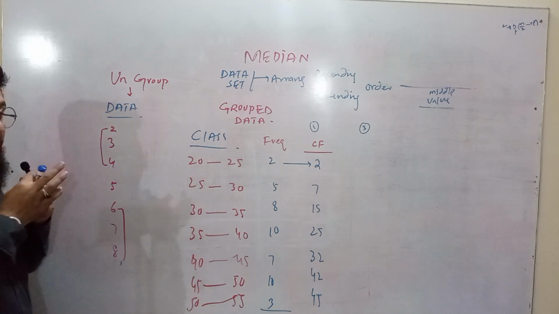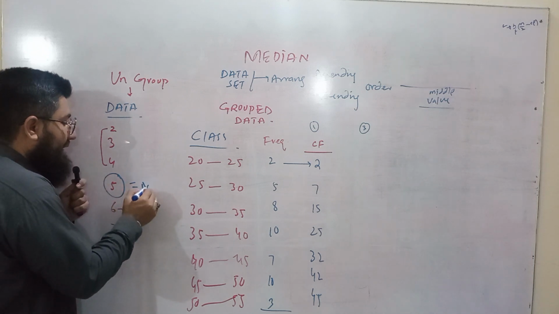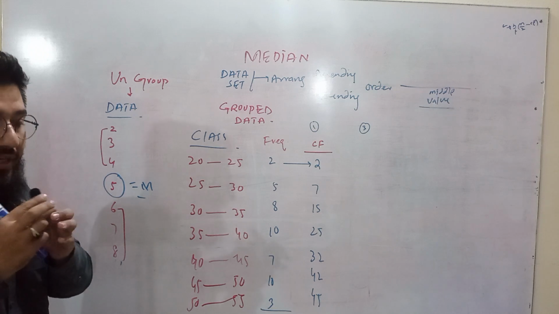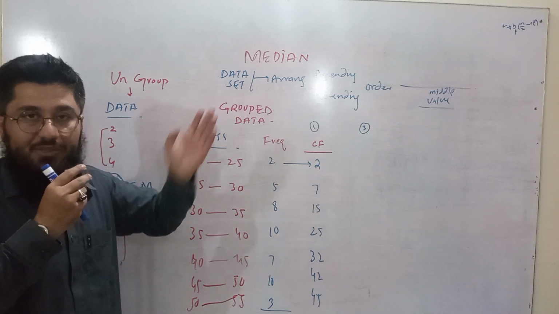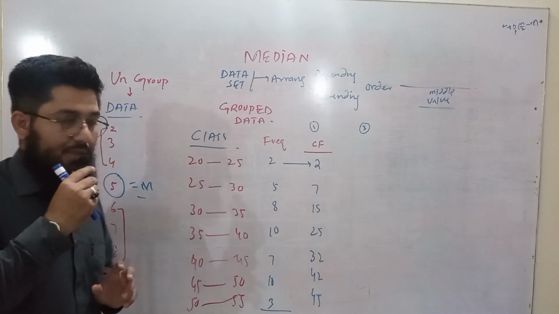So for now, for this particular data, this 5 is actually our median. Very simple and easy. Arrange the data, then just divide the data into two parts. The value that you get in the center is your median.